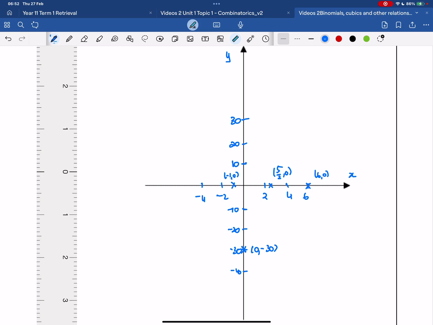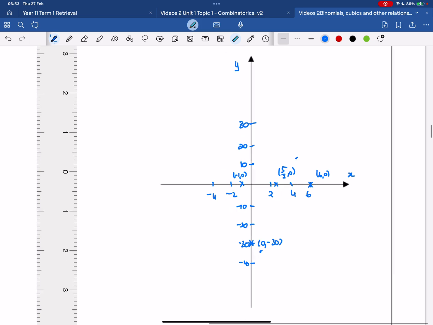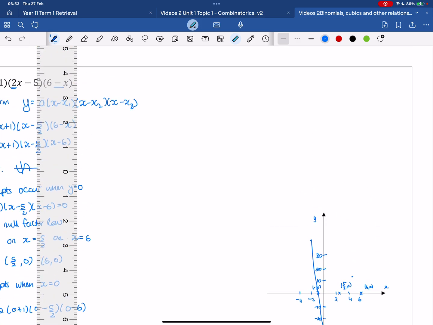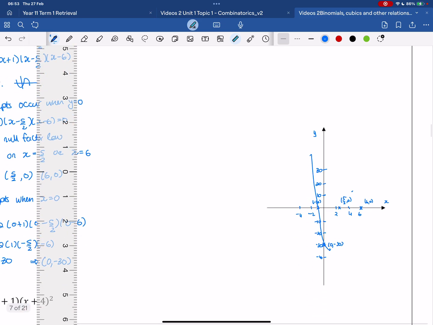All right, and we're going to try not to make our turning point symmetrical or on our y-axis, and we're going to do a nice smooth curve through. That's a better one than my last one. And that's y equals (x plus 1)(2x minus 5)(6 minus x).